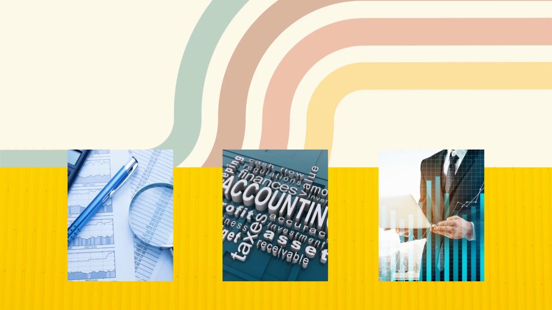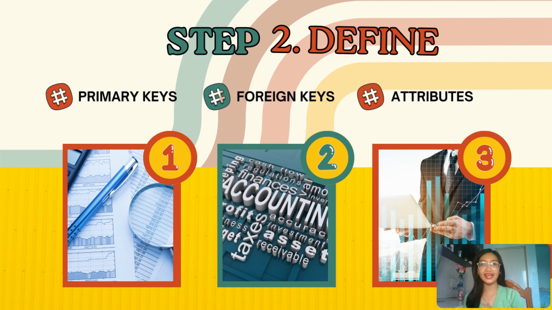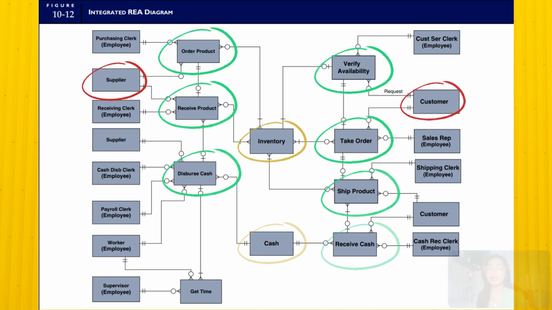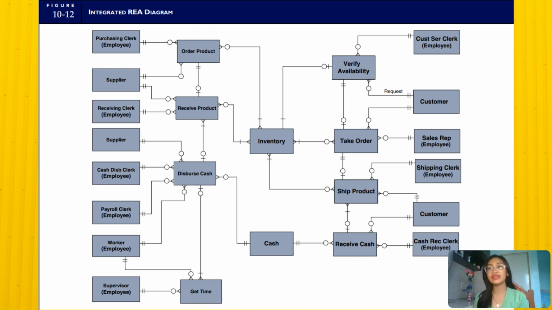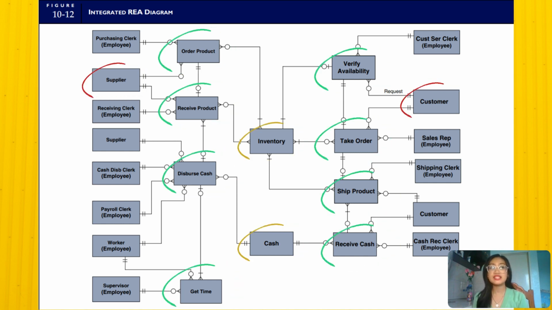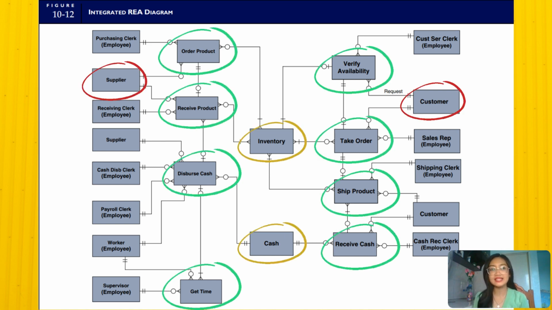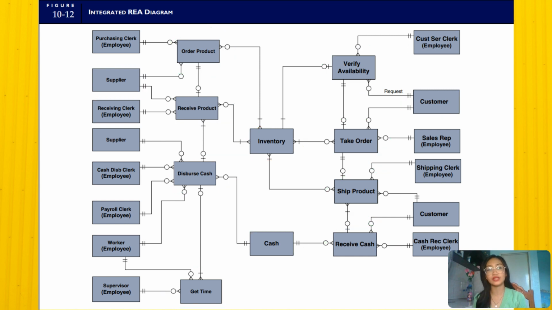Thank you for listening. In view integration, creating an enterprise-wide REA model, there are three basic steps involved. And now that we are done with step 1, we are going to proceed with step 2, defining primary keys, foreign keys, and attributes. Here in step 2, with the data model constructed, we are now ready to design the relational database tables. This involves determining primary keys, assigning foreign keys, and defining attributes of the tables.